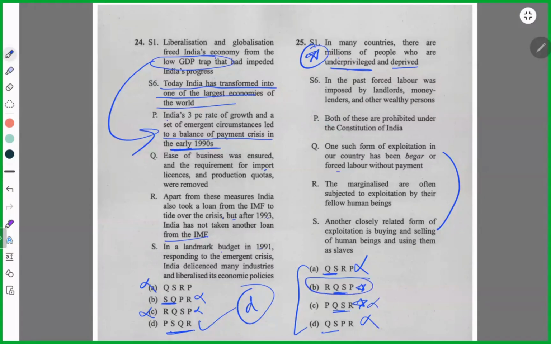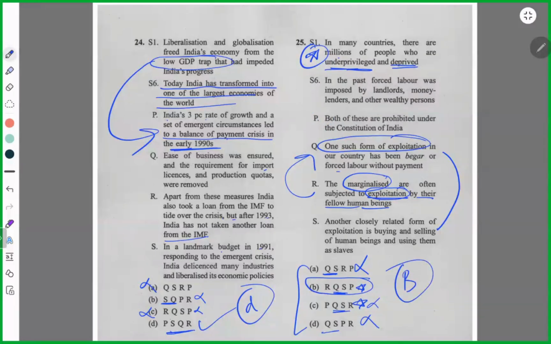Just verify R. The marginalized are often subjected to exploitation by their fellow human beings. Yes, underprivileged, deprived, so yes, talking about marginalized. Again, similar synonyms are there. RQ: one such exploitation. See, talking about exploitation and then one such form of exploitation. Connected? Yes, sir. Done. R.